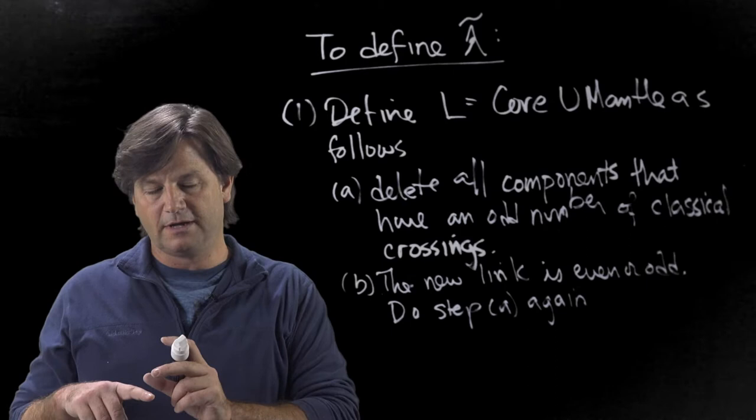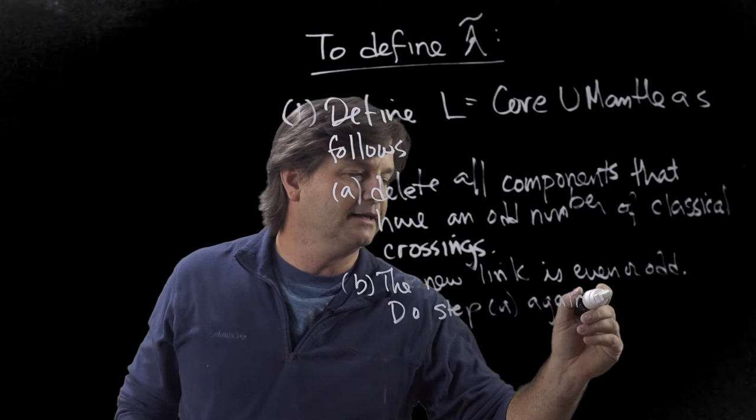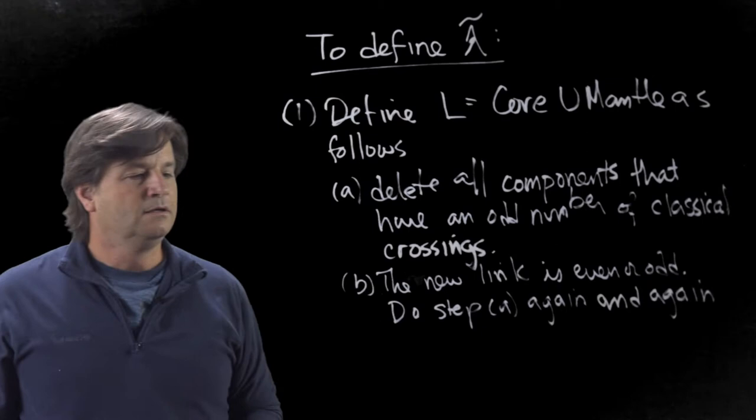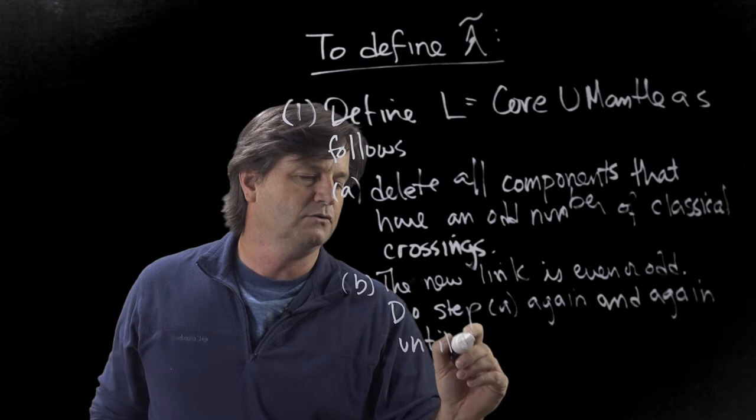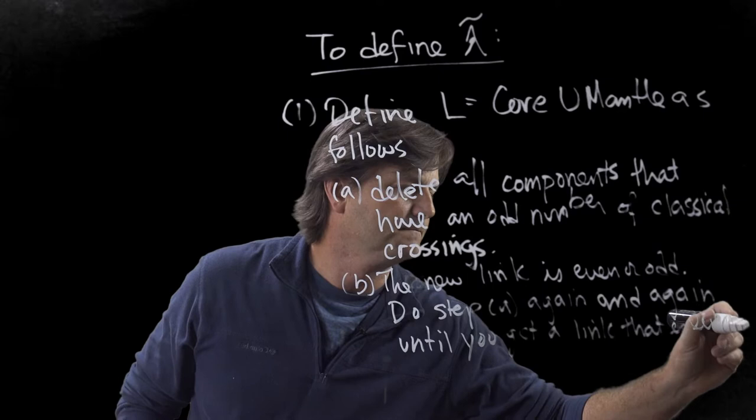So do step A again, and then you get a new set that might have some odd components, and again. Keep doing this again and again until you get a link that is even. Call it C1.